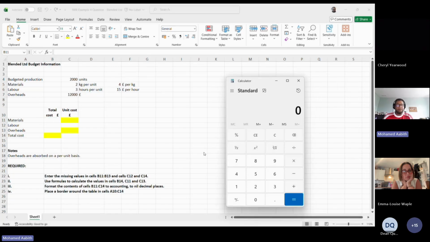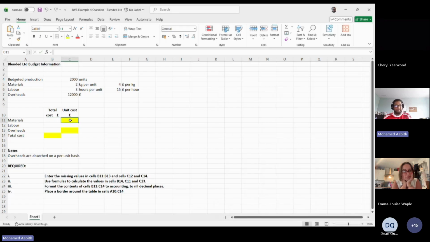So here, B11, what will be the number? Let's look at that per kilogram. It's going to be 2 times 4. That is the total cost per unit. So let's do a formula first. Let's do the formula here. This is going to be this times that number. That is going to be per. And this one, that number can only be found after you found this number.